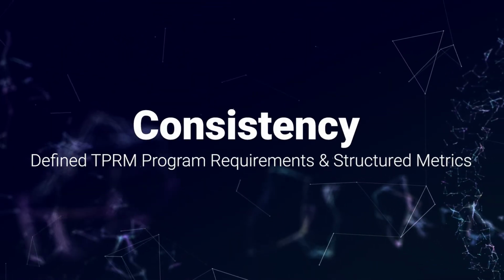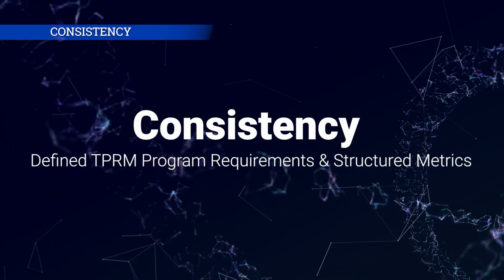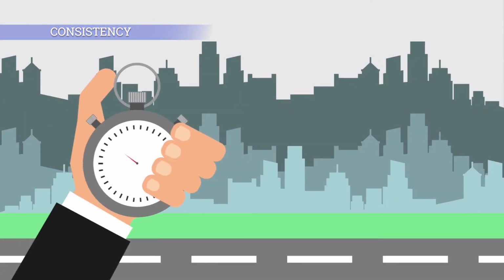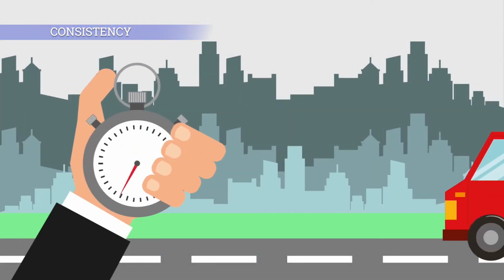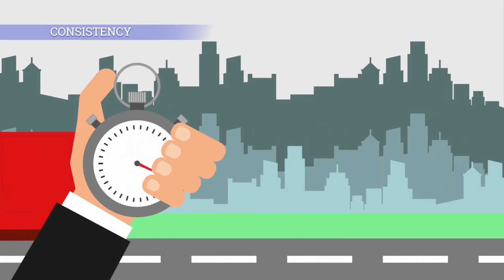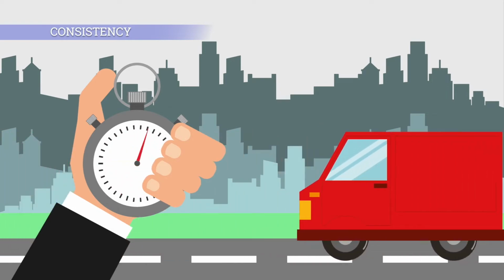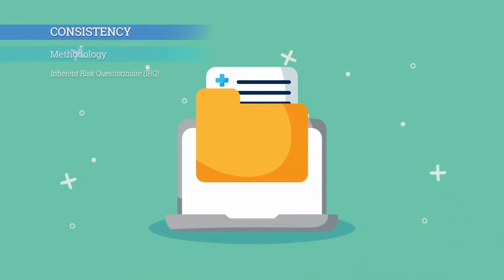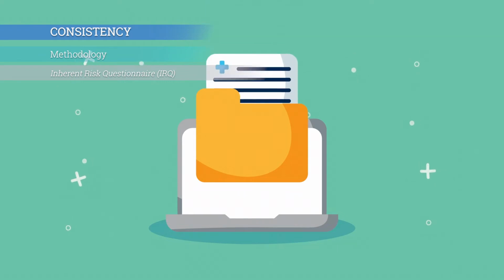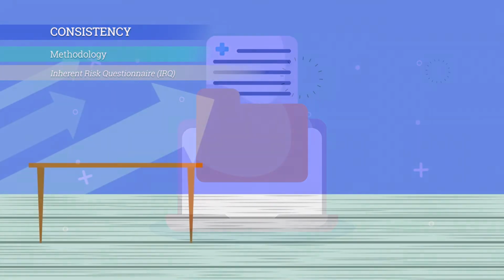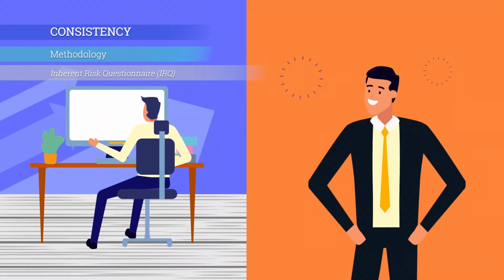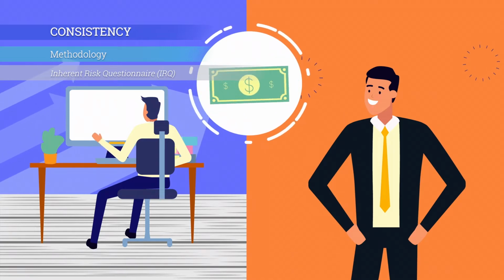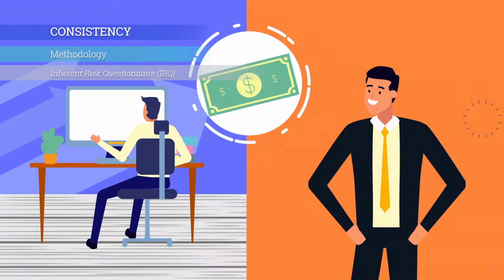Consistency. Consistency is the benefit which comes from defined TPRM program requirements and structured metrics. This involves ensuring that your program is consistent with what you're asking of your third parties and what you're asking of your business. While third-party relationships may be different, the methodology you use to evaluate your third parties should be consistent. One example is to always run your vendors through an inherent risk questionnaire. The output of the IRQ may lead you to different due diligence activities. However, you've initially used a consistent, risk-based review method to determine the due diligence required.